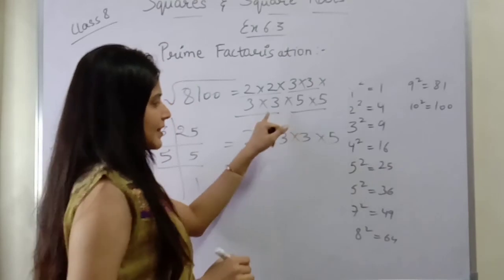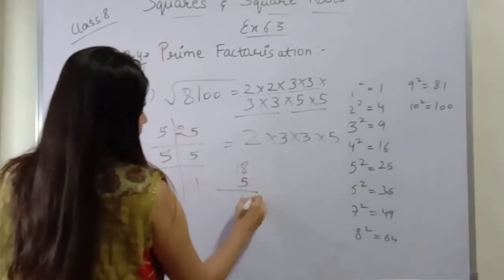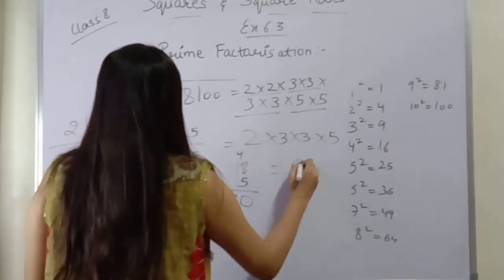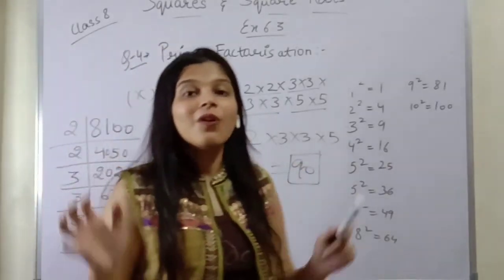2 3s are 6. 6 3s are 18. And 18 5s are 90. So it means that square root of 8100 is 90.